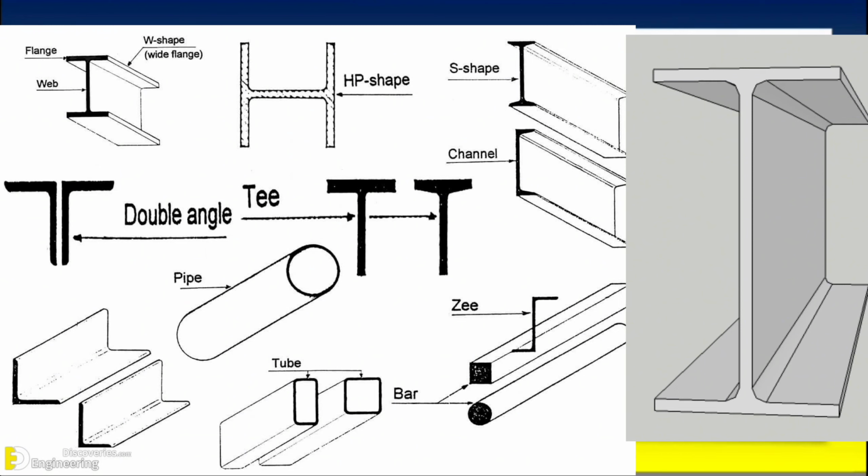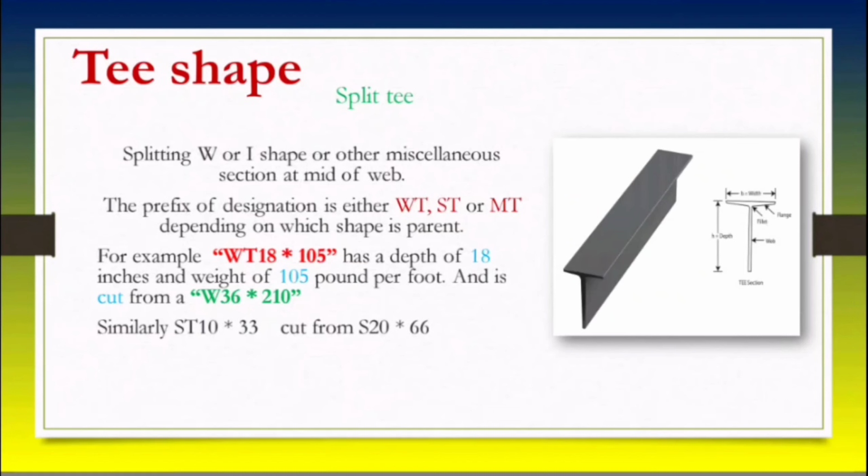So this was today's lecture on the basics about the types of structural steel. In the next video lecture we will be solving a numerical related to the W shape.